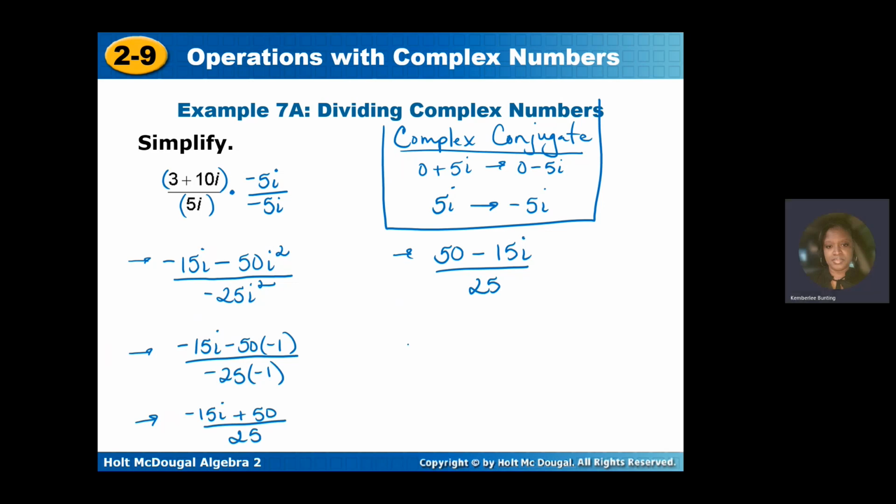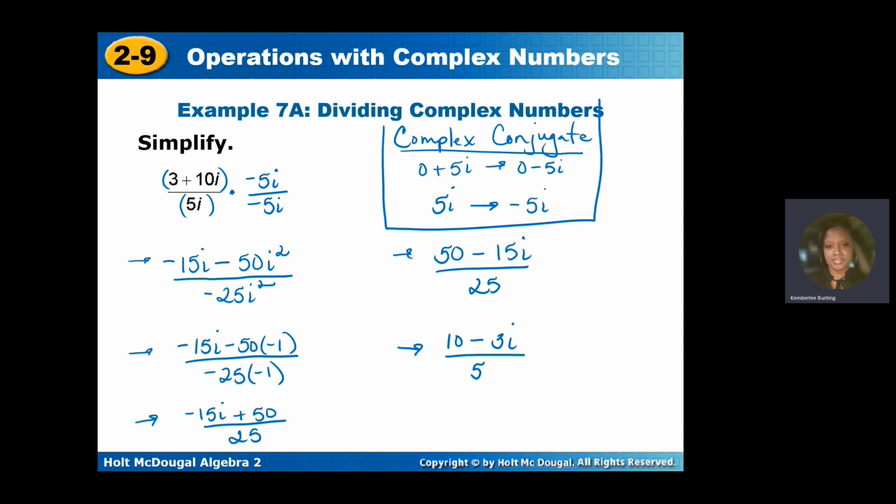50 divided by 5 is what? Thank you. 10. Who said 10? Thank you, baby. Thank you, sugar. Was that Alexis? All right. Minus 15 divided by 5. Y'all better talk to me. What did I say? 5. I'm sorry, 15 divided by 5. Bless the teacher. And then finally, 25 divided by 5 will give me, bam. Now I'm done. And that's my final answer. Okay?